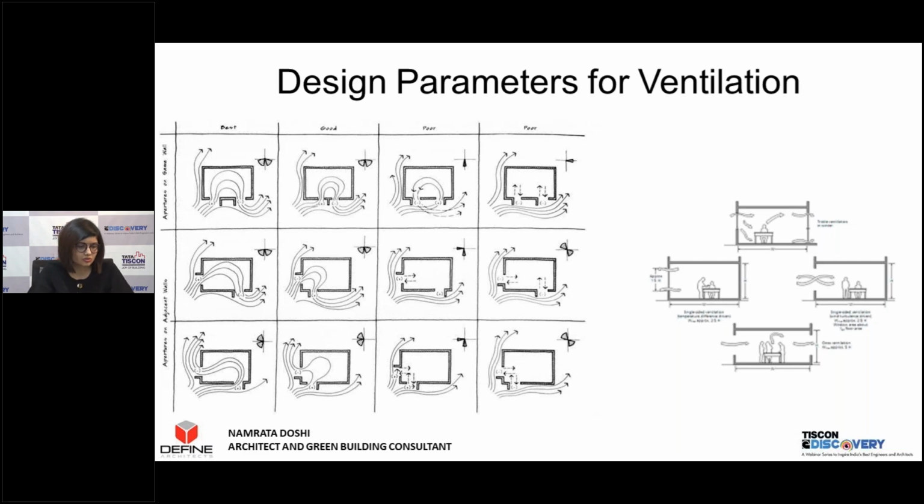Coming to the plan, I'm not going to go through each one of these. Please feel free to go through them. If you want to speak about something specific, you can do that in your questions. The one which I want to talk about is the third one from the top, which is under the poor section. If you see, there is two openings on the same wall and they're in the same direction. On either sides, there are two notches.